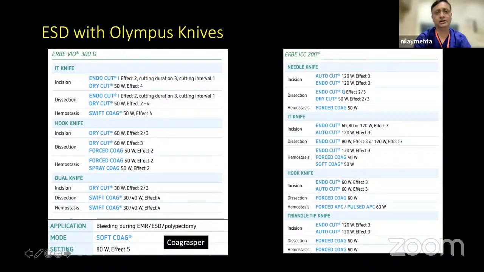Yeah, and so the other method we use is when we are nearing the GE junction. We know that there are vessels even beneath the muscle. So the first cut we use coagulation, and then the rest endocut. Yeah, I think that's the sort of technique many people have been doing as far as I know in the last year or so.